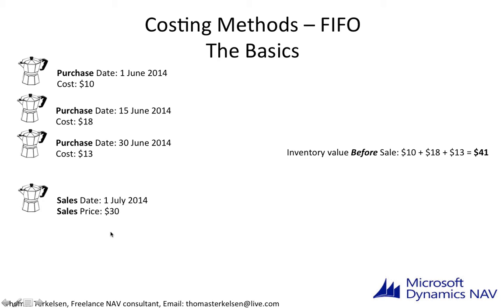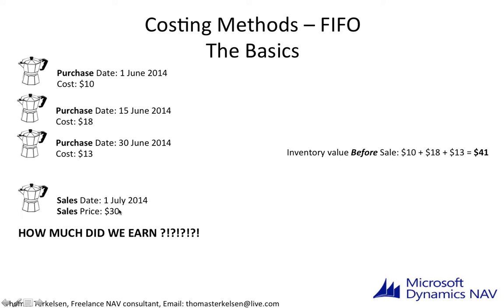So the $1 million question here is, how much did we earn? If we have bought these 3 coffee makers for different prices, and we have sold one of them for $30, well, the first question is, which one did we sell? Because the guy who goes out into the inventory just picks any one of these. He just picks a random one. So we don't really know which one physically has left our building. So how much did we earn?